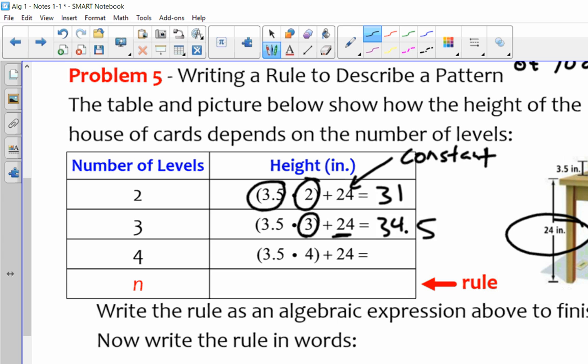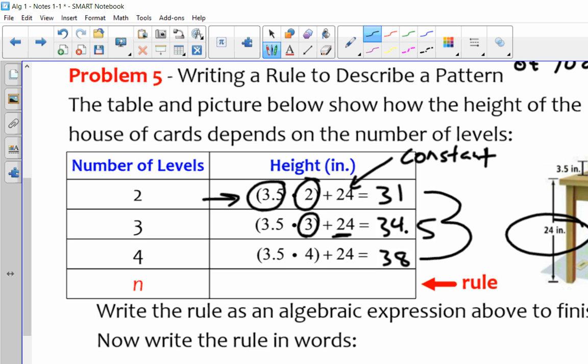Okay, then the next one, the student builds another level, and that's now level number 4. 4 times 3.5 is 14, and 14 plus 24 gives me 38. So it's 38 inches tall with the 4th level. And if you notice, the difference between all 3 of these answers is 3.5. Well, where is that from? That's represented by the height of the card or the block, whatever you want to call that. So it should be changing by that much each time.